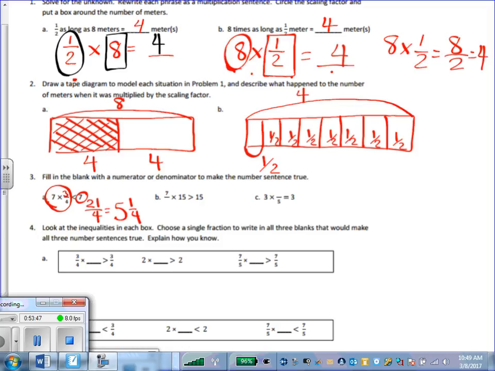So, looking at 7 over something times 15. We're trying to make this product here greater than 15. So what can my denominator be under the 7 so that this product here is greater than 15? We can make it 3. What else? 6, 5, 4, 3, 2, 1. I want to stay away from zeros.